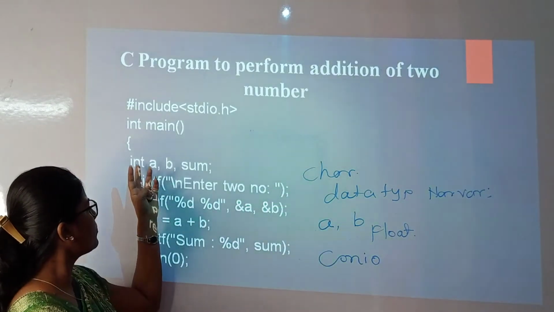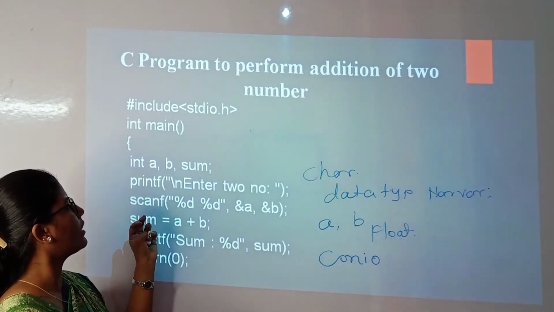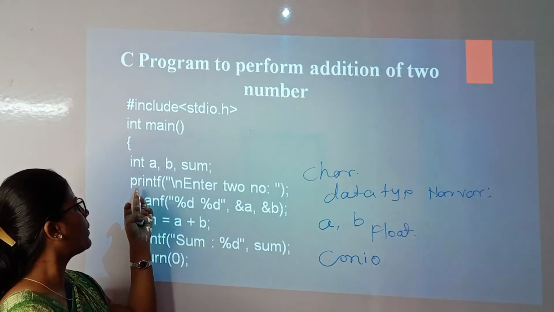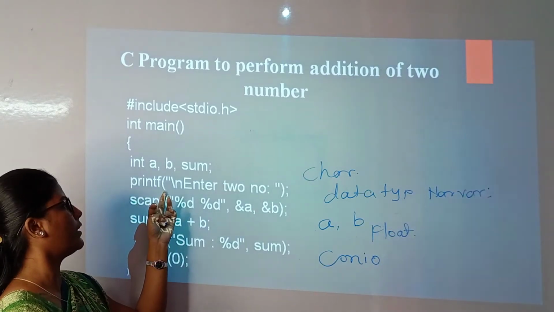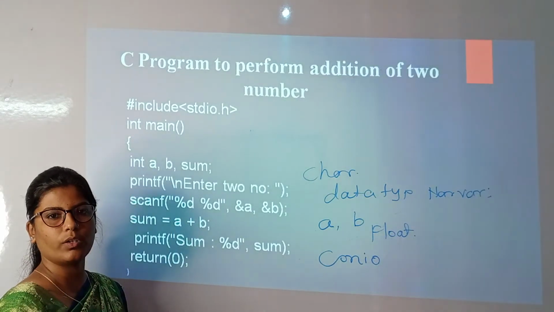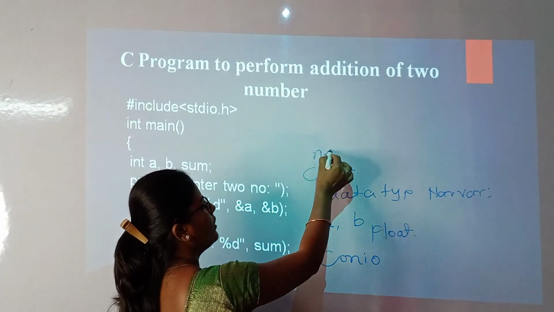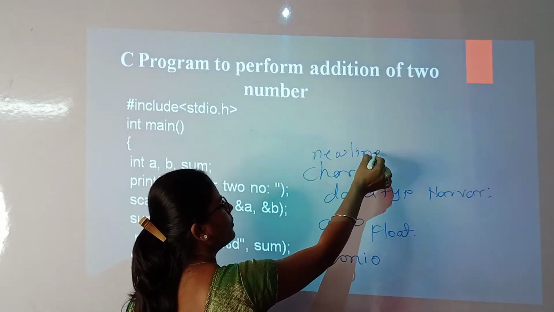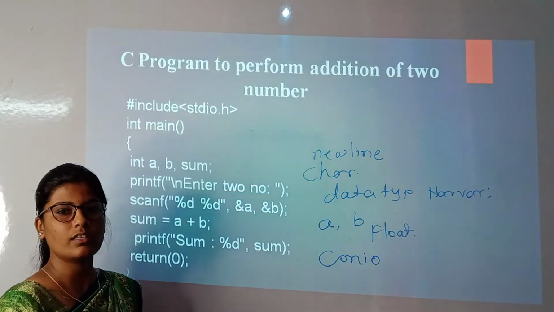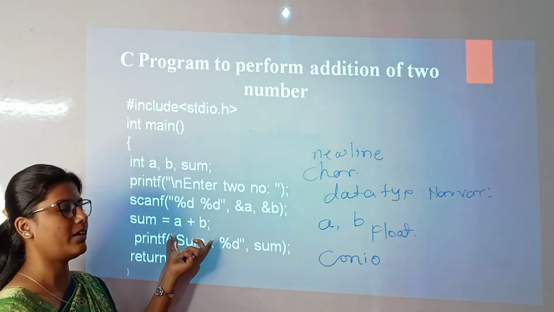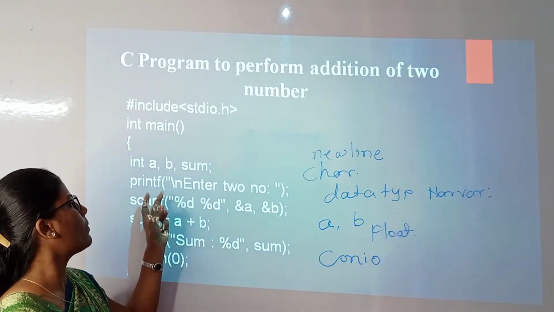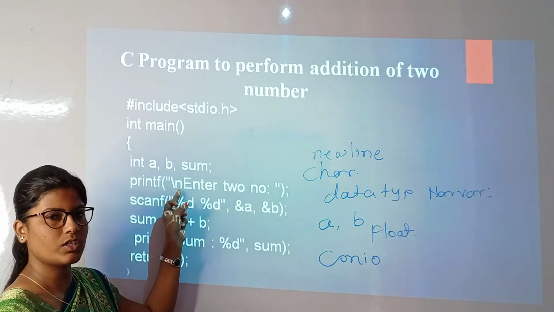Here we define three variables. Here we use the printf function. Inside the printf we use \n. What is meant by \n? It is a new line character. Suppose we want to print a statement on a new line, for that purpose we use \n.